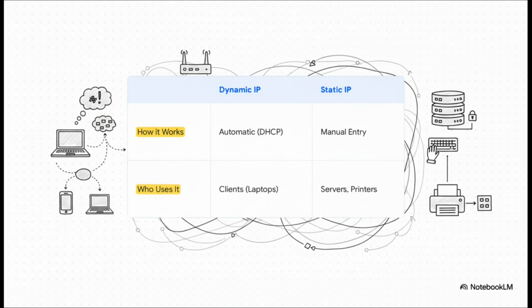Well, it happens in two main ways. For almost all of us with our laptops and phones, it's dynamic. There's an automatic process called DHCP. You don't need to remember that. Just know that when you connect, your device basically asks the router, hey, can I have an address? And the router hands one out. The other way is static, where a number is programmed in manually and it never changes. That's reserved for the important stuff, like servers or printers.